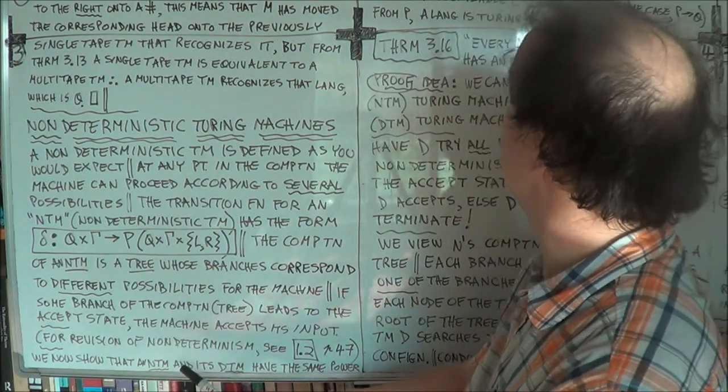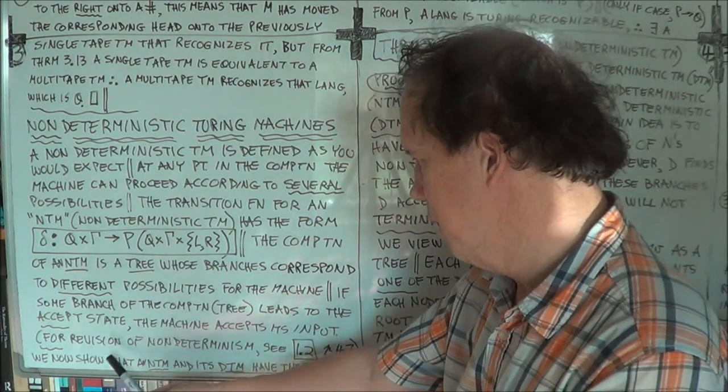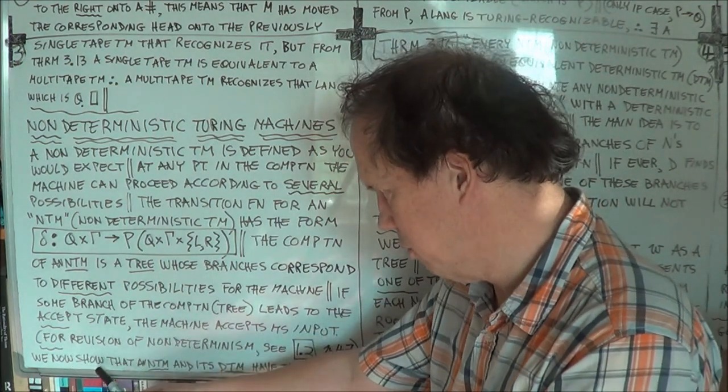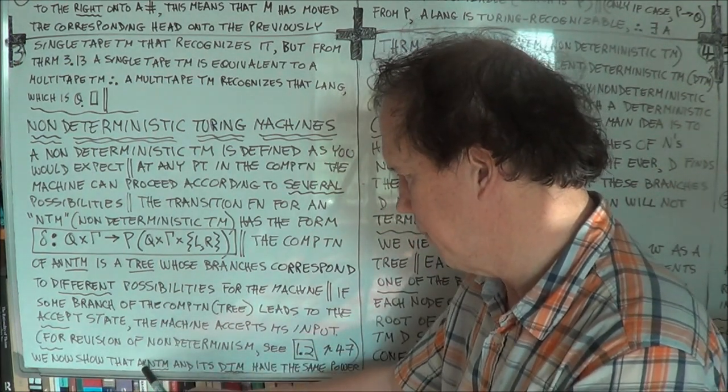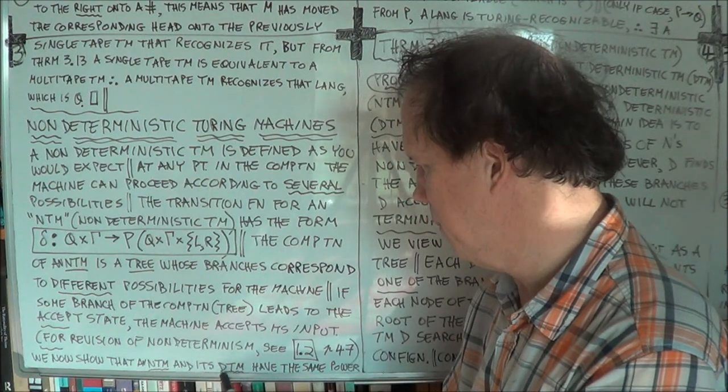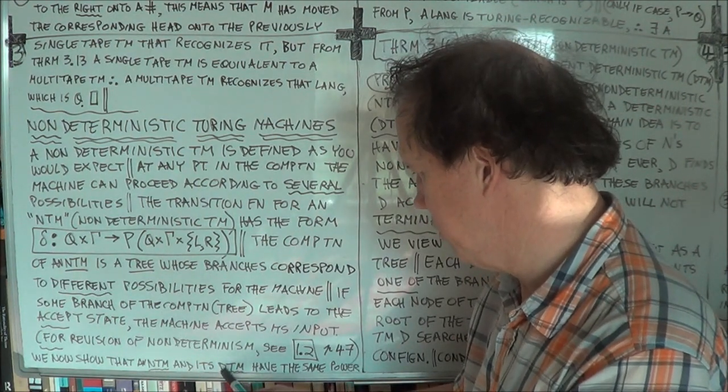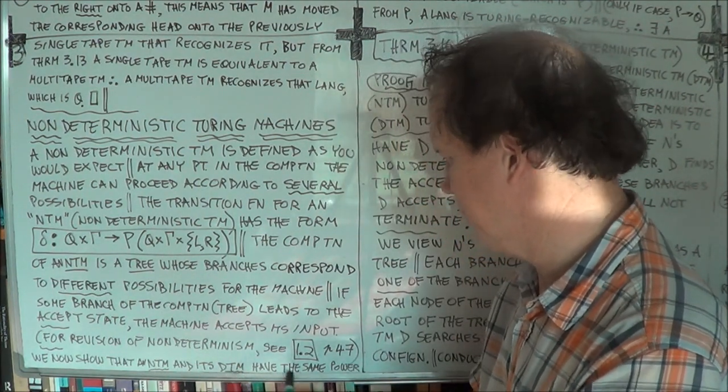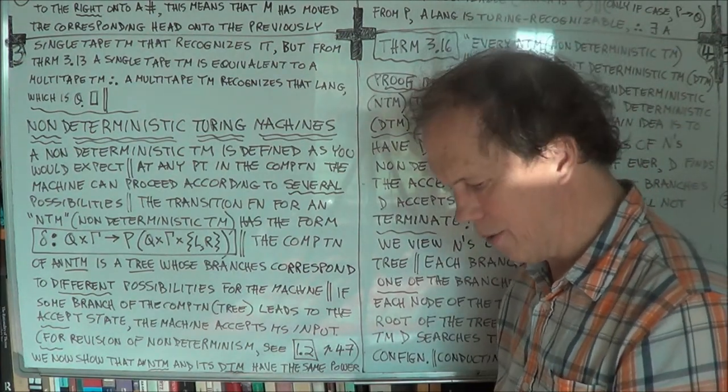Now the next thing we'll do is prove that a non-deterministic Turing machine has an equivalent deterministic Turing machine. In other words, it has the same power.